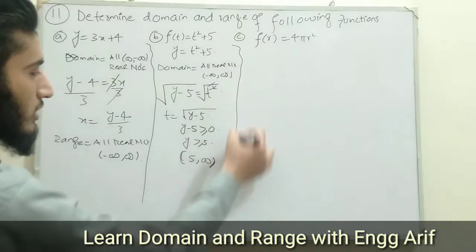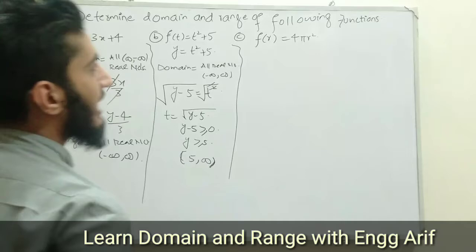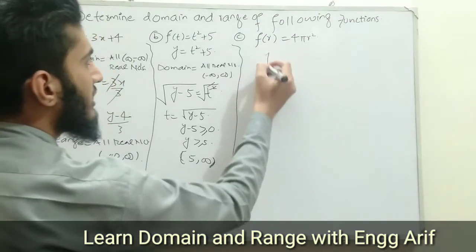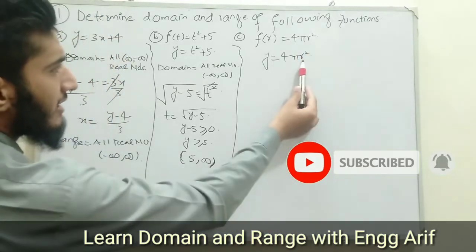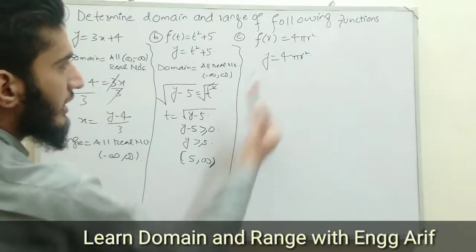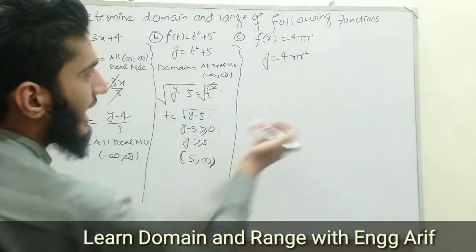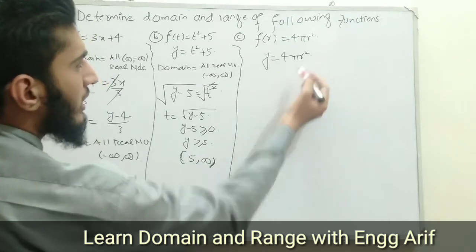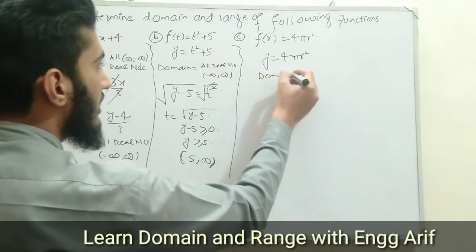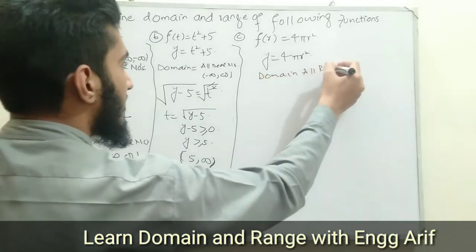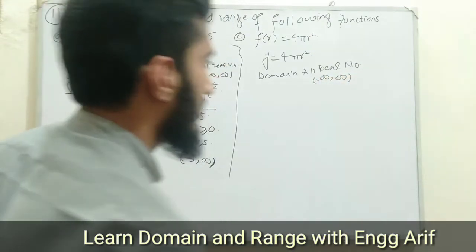Now move toward part C of question number 11. It tells that f of r is equal to 4 pi r square. Let's suppose f of r is equal to y is equal to 4 pi r square. So over here r is the independent variable and y is the dependent variable. For this function the domain will be all positive or negative real numbers, because if we put every value into r, it will give us a specific positive or negative real number. That's why the domain will be all real numbers, or from negative infinity to positive infinity we can also take.